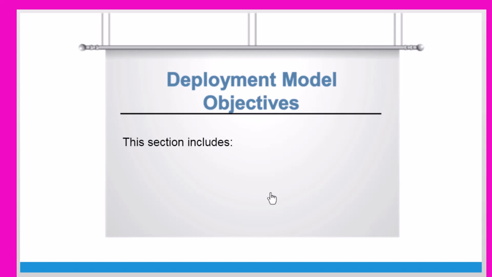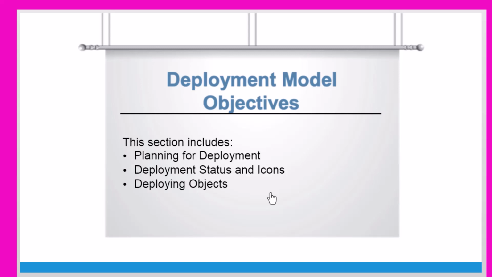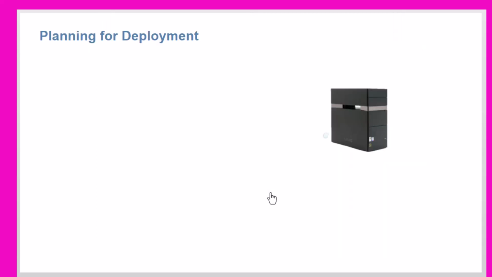This section includes planning for deployment, deployment status and icons, deploying objects, redeploying objects, and undeploying objects. Until you deploy your Archestra IDE environment to the runtime environment, changes you make in your Galaxy do not appear in the runtime environment. To see deployed runtime data associated with your objects, use the Object Viewer or InTouch. Both of these are discussed in other training modules.